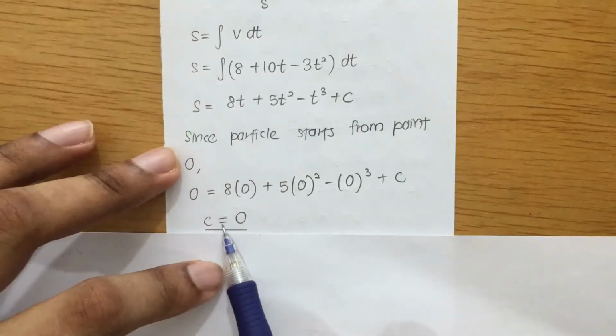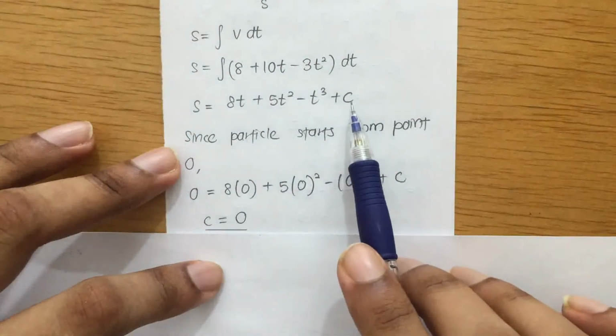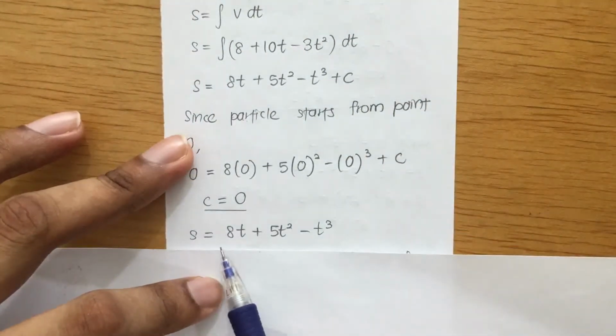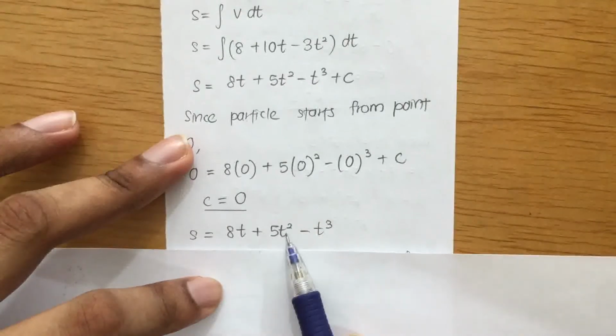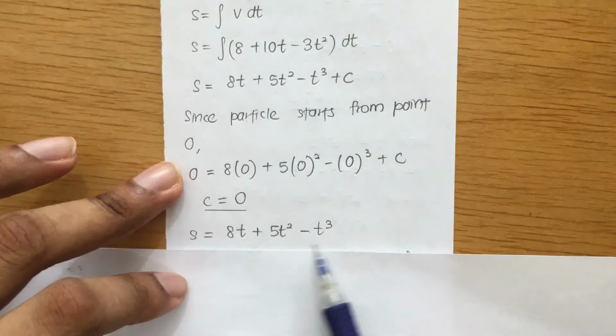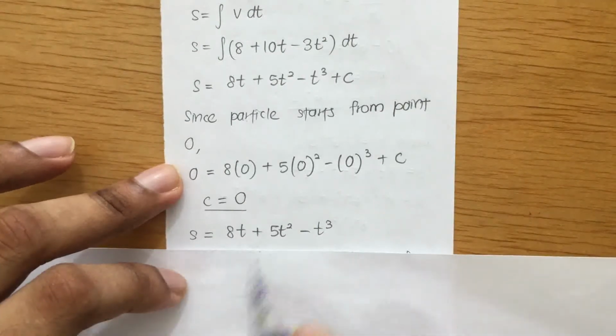Okay, once you get c equals 0, you substitute the value back into the displacement equation. So from here, you should get s equals 8t plus 5t squared minus t cubed. Okay, so this is your equation of the displacement. Okay, this is your first step.